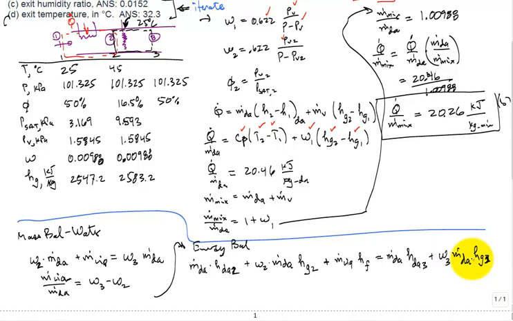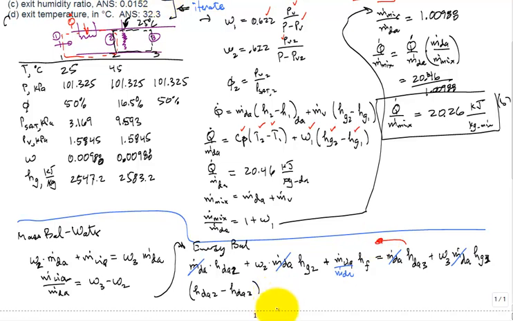Okay, let's do some combining. If you divide everything by the mass flow rate of dry air, this goes away, this goes away, this becomes the mass flow rate of dry air, this goes away, and this goes away. Okay, let's just rewrite that equation. I'm going to have the enthalpy of dry air at 2 minus the enthalpy of dry air at 3. That basically took this term and pushed it over to the other side.